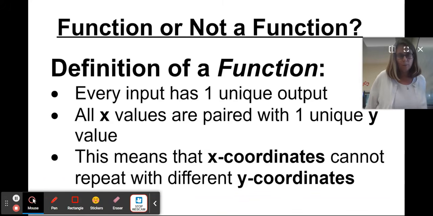So we're going to determine what are functions and what are not functions. On your screen, you see the definition of a function. For something to be a function, every input has to have one unique output. All x values are paired with one unique y value. And that means that x coordinates cannot repeat with different y coordinates. So let's take a look at what that means.